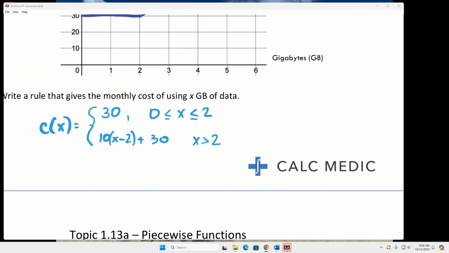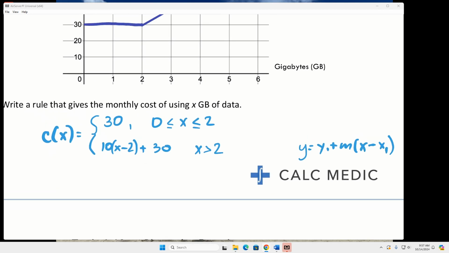And so what we did is we would say that y is equal to y1 plus m times x minus x1. Do you remember that? Hope so. You will. So that's exactly what we did. Our x1 and y1 was the point (2, 30). And so this was the y1. Your slope was 10. And then the x1 was the 2. So we kind of logicked our way to do something that we already kind of knew how to do.